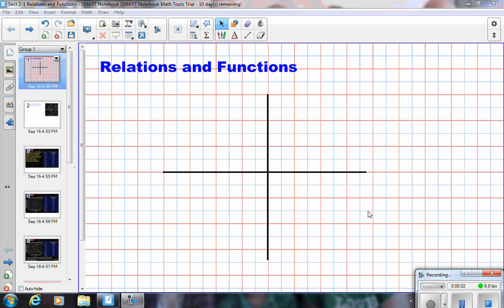Today we're talking about relations and functions. So let's start with, what is a relation? What is a function? You should be familiar with the Cartesian coordinate system and graphing in the xy plane.